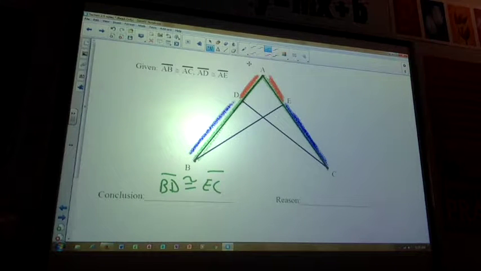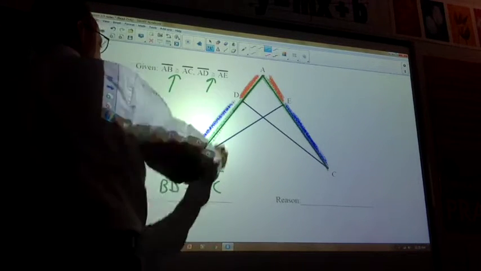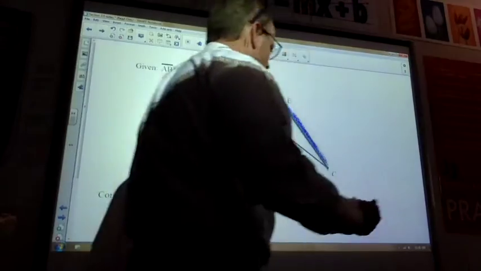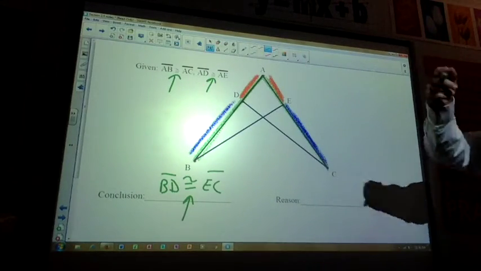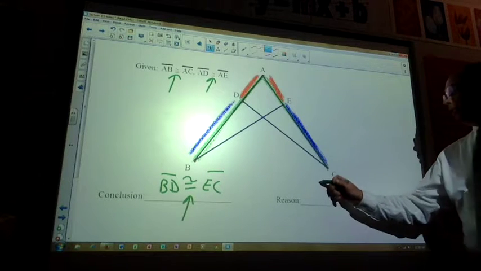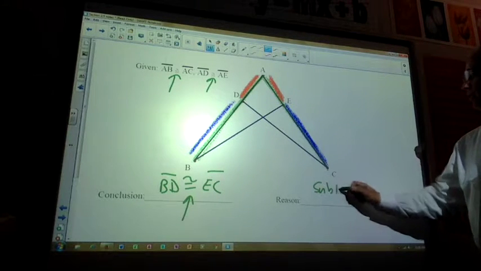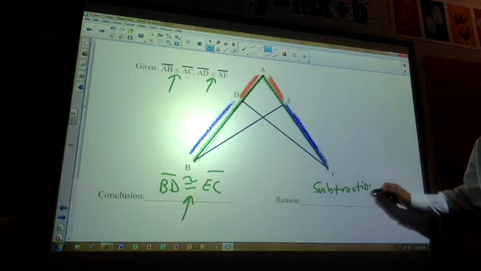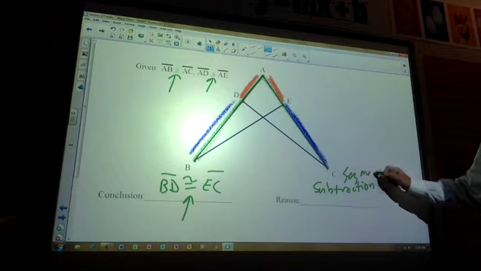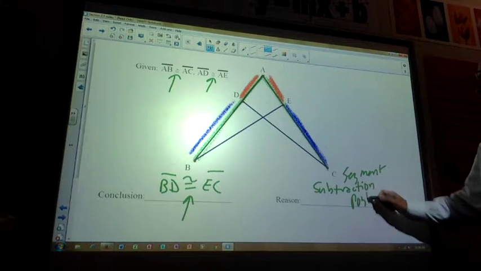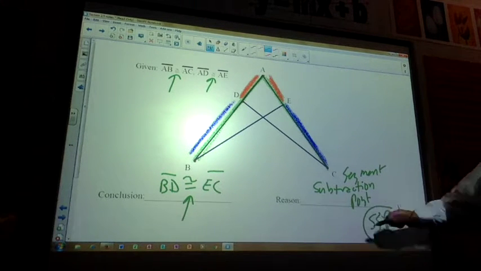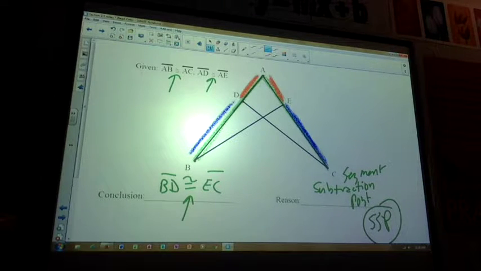Should I say equal versus congruent? I look at the problem. We were using congruent above, so let's use congruent below. Are you going to be wrong if you give me the equal? Not necessarily, but just be careful. The big thing is take a look at those signs and make that match that sign if needed. What's the reason that's taking place? Segment subtraction. Segment subtraction postulate, or SSP. SSP. All right? What do y'all think?